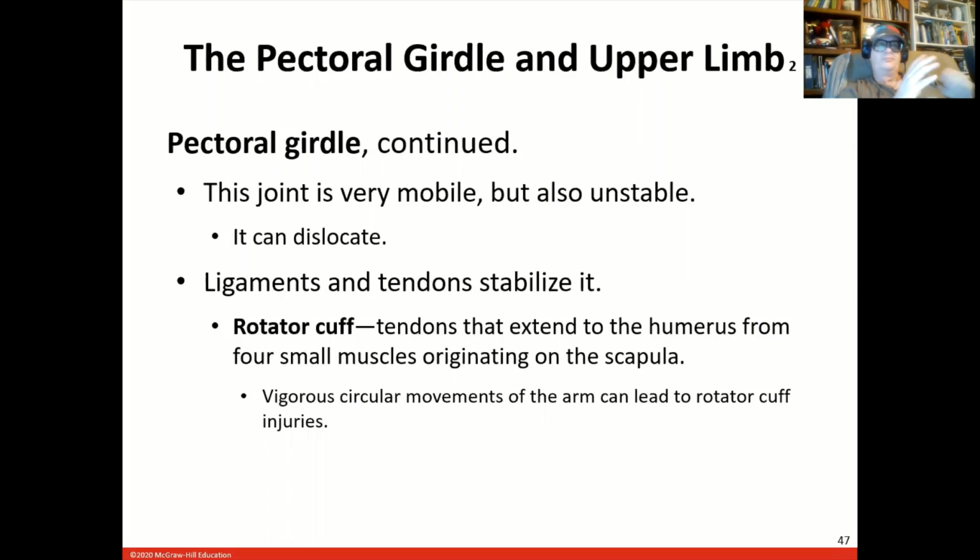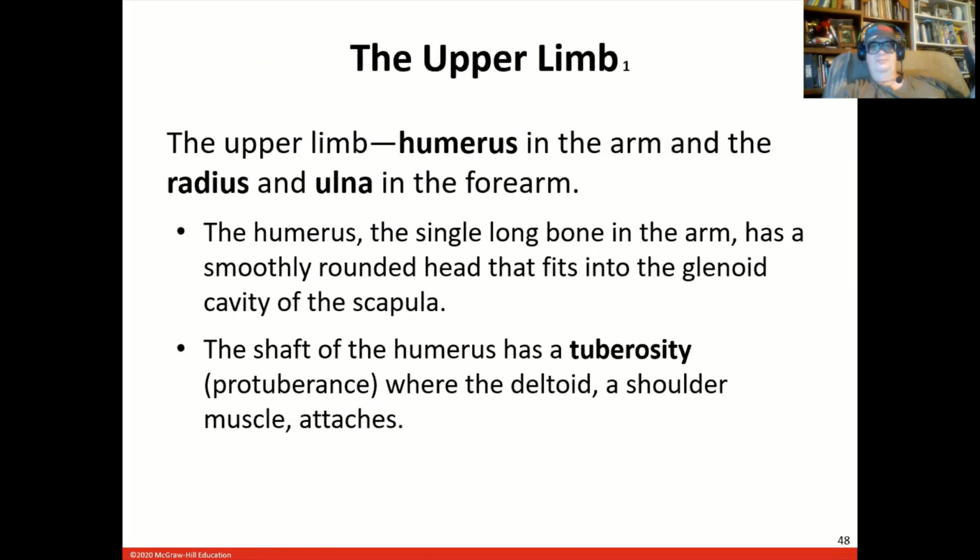Anyway, since we don't want that to happen, we have ligaments and tendons that hold it together. Remember, tendons tie muscles to bone, ligaments link bones together. Tendons that go from it extend the humerus from four small muscles on the scapula. But if you have bigger circular movements, you can still overcome that. Still force it out of its little spot in the glenoid fossa.